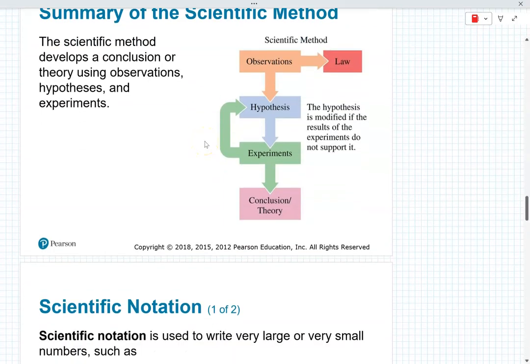Now, when the hypothesis gets tested over and over again, and all experimental data show that it's correct, it becomes a theory. Okay? What is the difference between the theory and the law? Okay, one by one. That theory is a thoroughly tested and confirmed hypothesis.